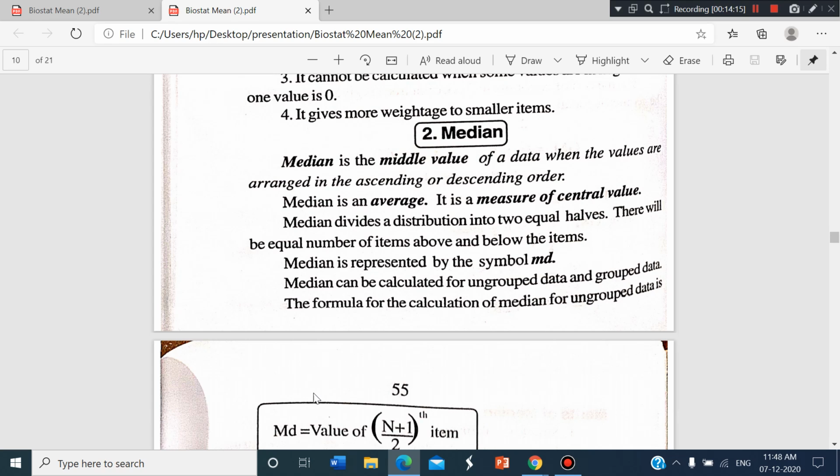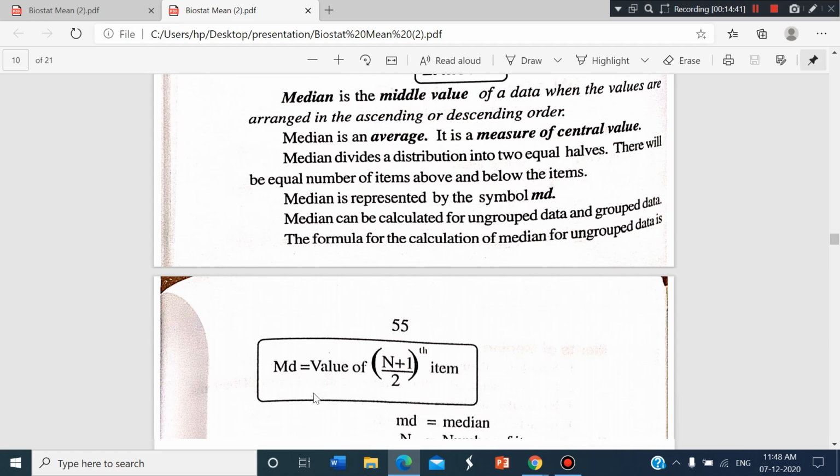So median is represented by the symbol MD. Capital M, small d, is how it is usually written, but nowadays even people have started writing it as small md. Median can be calculated for ungrouped data, grouped data, and even grouped data with class intervals. So any data you can apply this median.